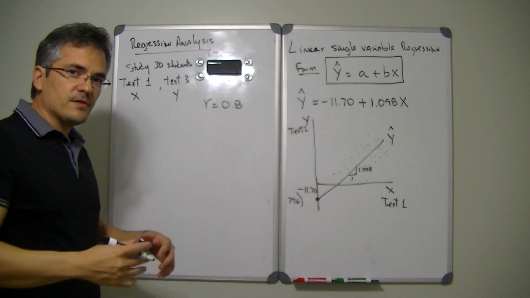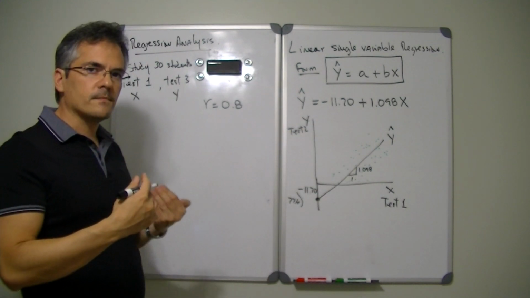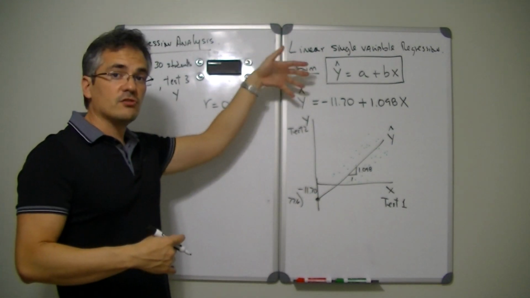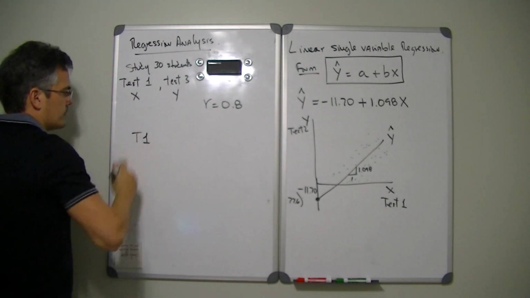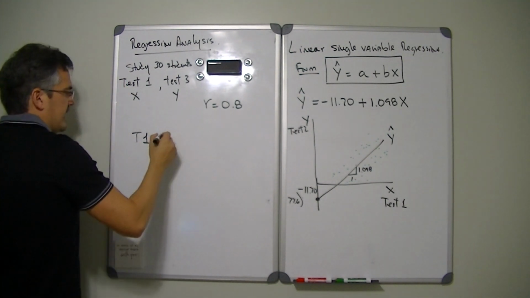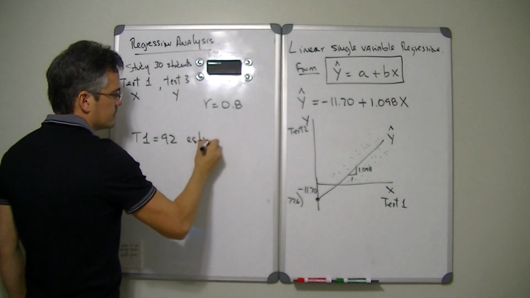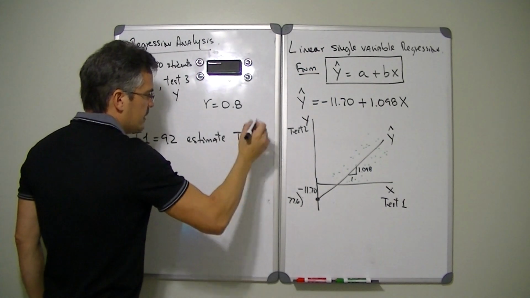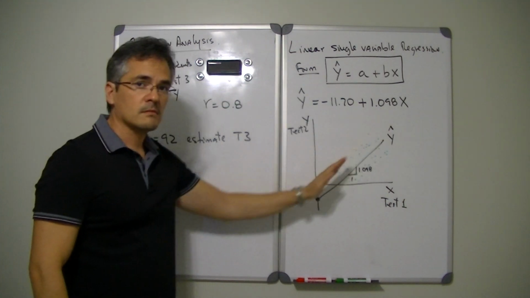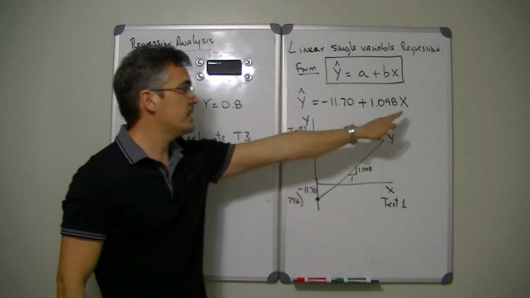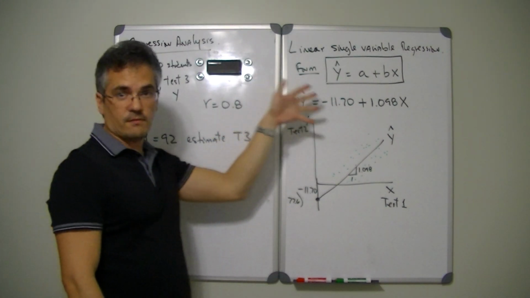Now, imagine that Professor Choi wants to estimate his test 3 score with his test 1 score. We could do that by using the regression equation that I have. So what I would have to do is have a test 1 score. So imagine that I scored, say, a 92 on my test 1, and I want to estimate my test 3 score. Now the way I would do that is, since I have a regression line, I just plug in my test 1 score on that X, so I can get an estimate for my test 3. And that's really the purpose of a regression.